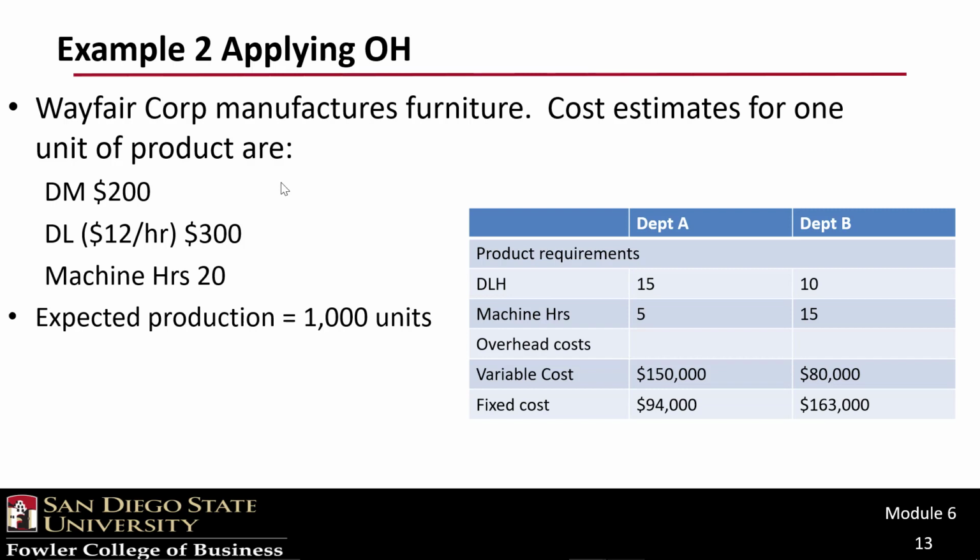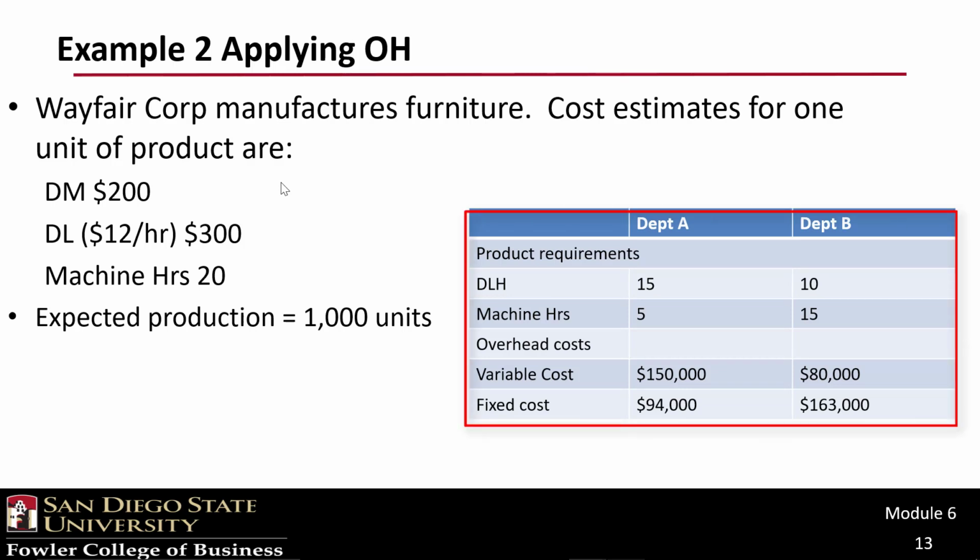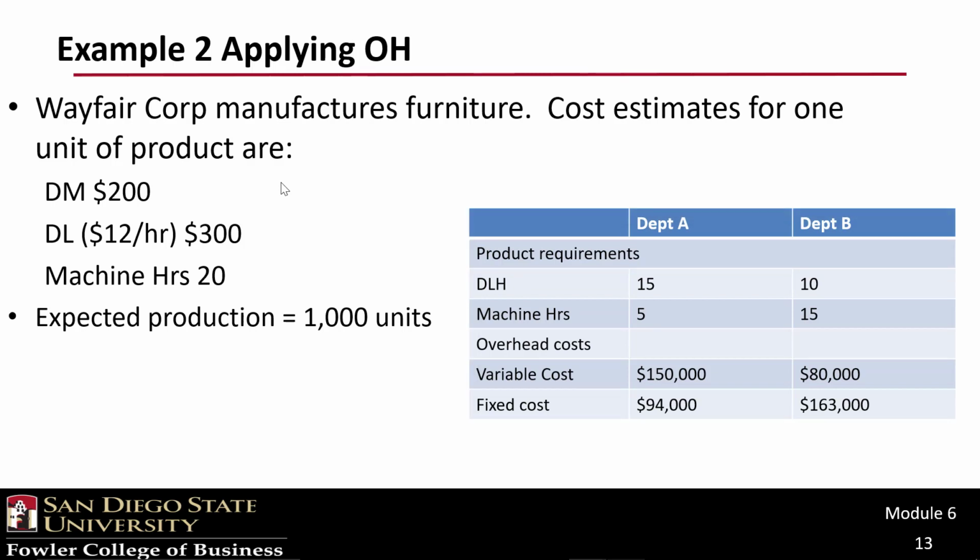Direct labor at $12 an hour is $300. And the number of machine hours required is 20. And Wayfair's expected production for the period would be 1,000 units. Okay, so over here on the right, we have a table that tracks some of the requirements and some of the costs associated with two departments inside of Wayfair. So think of Department A as maybe construction and Department B as finishing.